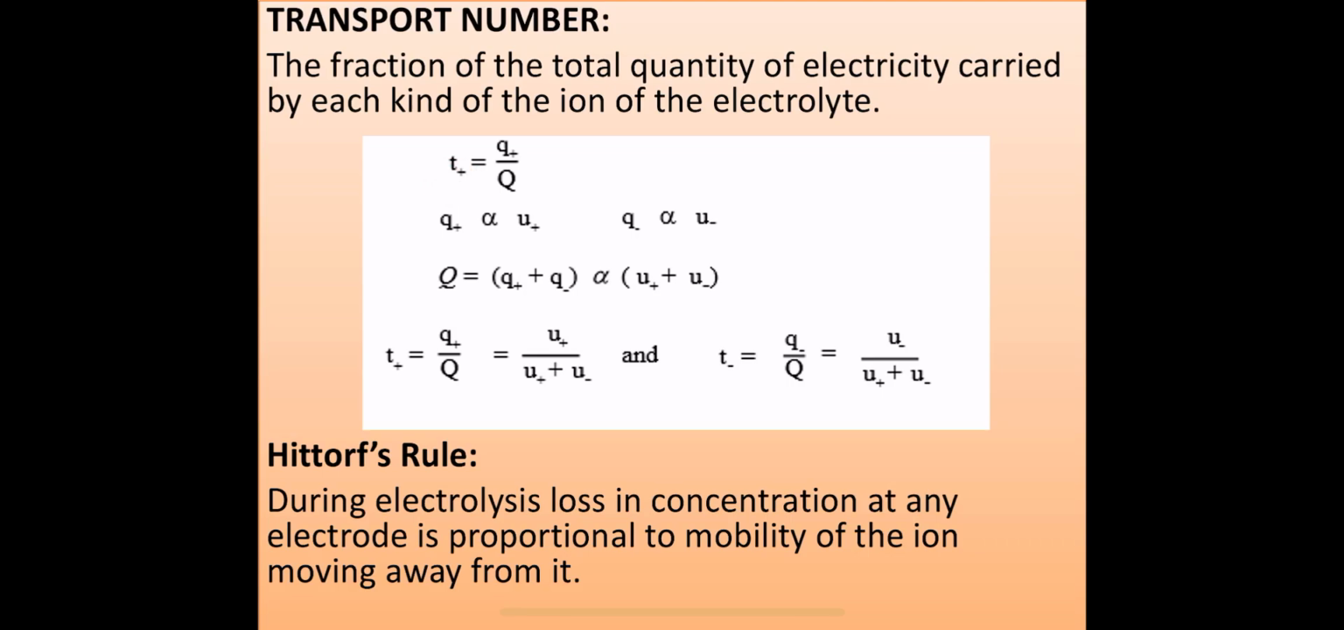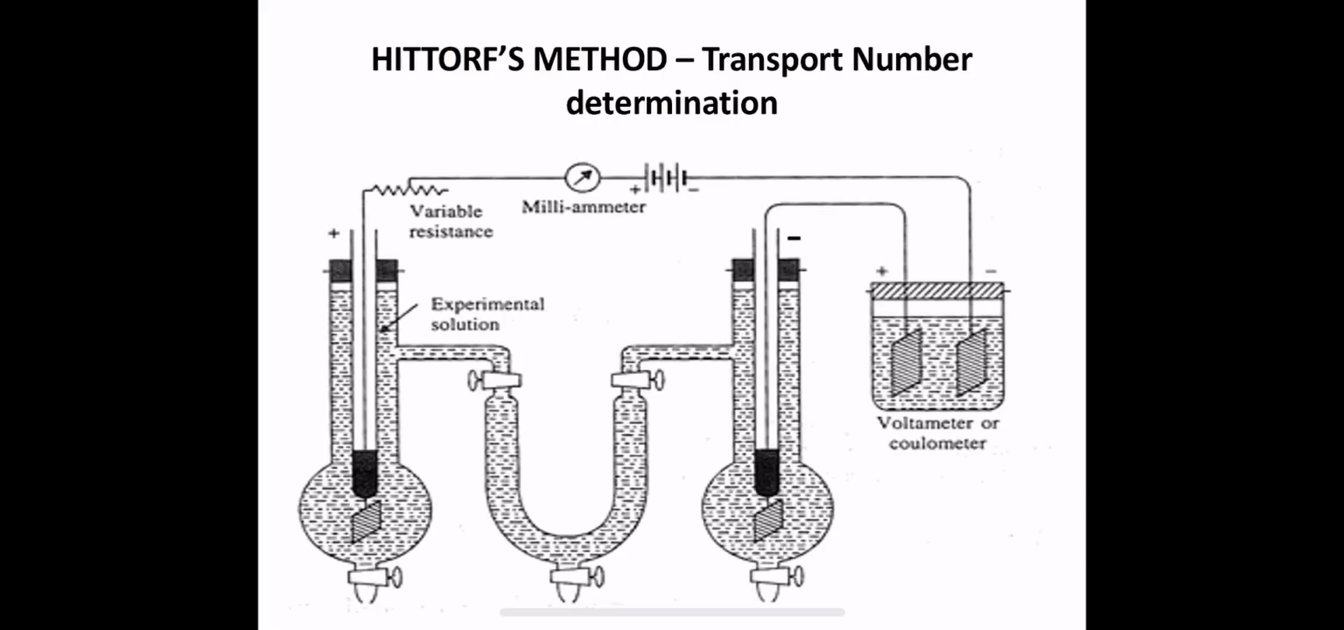And Hittorf's rule says that during electrolysis, loss of concentration at any electrode is proportional to the mobility of the ion moving away from it. So this is what Hittorf's rule says. Now let us see how to determine the transport number of an ion by Hittorf's method using unattackable electrodes.